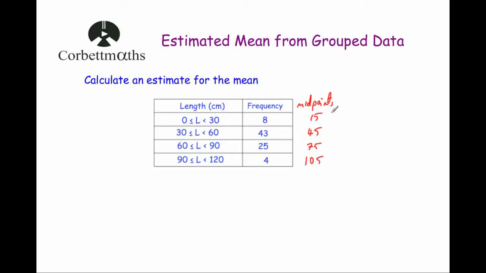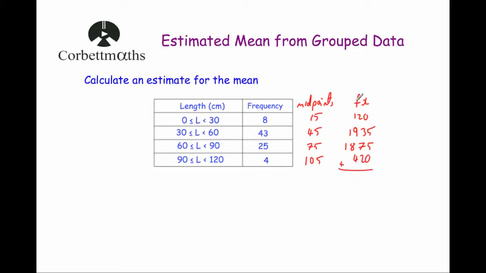So we've got our midpoints, and now we're going to add another column called FX. Remember, these eight alligators, we're assuming they've each got a length of 15 centimeters. So to get the total length of those alligators, we're going to do 8 times 15. We could add up the 8 15s, but the quickest way is to just times them together. So 8 15s is 120. 43 times 45 is equal to 1,935. 25 times 75 is equal to 1,875. And 4 times 105 is equal to 420.